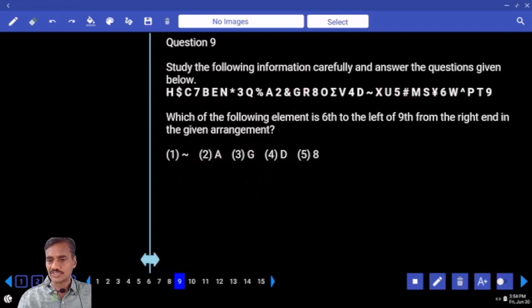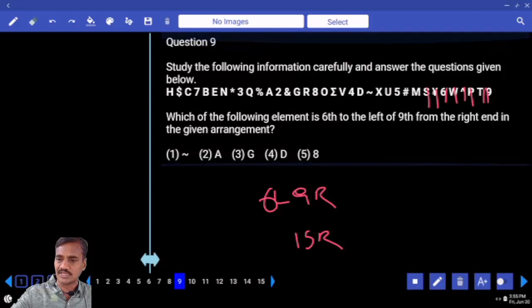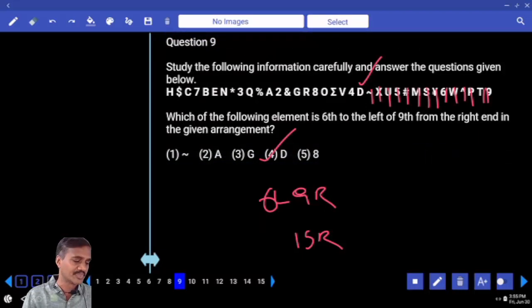The ninth one, which of the following elements is 6th to the left of 9th from the right. And 6th left and 9th right means 15th from the right hand. Now 15th from the right: 1, 2, 3, 4, 5, 6, 7, 8, 9, 10, 11, 12, 13, 14, 15, D, choice 4. Question number 9.